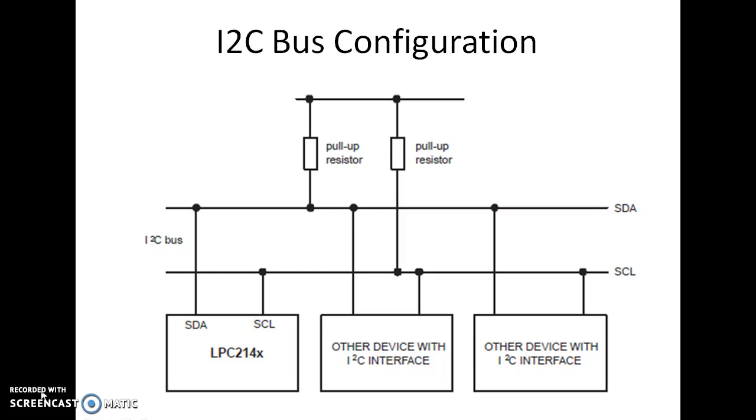This is the basic I2C configuration, which has only 2 lines, the serial data and the serial clock. Only 2 wires are used in I2C communication. These two wires are always pulled up with the help of pull-up resistors. The devices which are compatible with the I2C signals, SDA and SCL, are connected on the 2 wires. In the example shown, there can be 1 master or 2 masters and multiple slaves. This is the basic configuration of I2C.